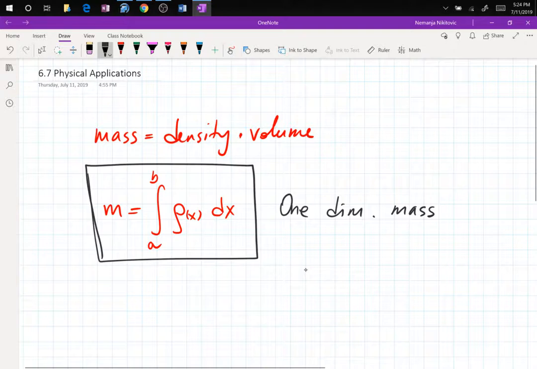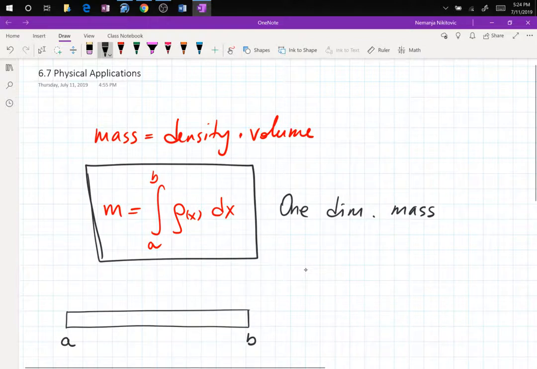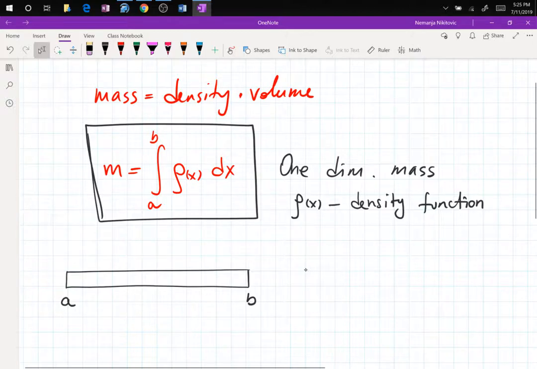So what you're supposed to think of here is a long metal rod or whatever. This rod has length from a to b, which are your limits on top, and you have the mass of this rod, so it's how heavy it is. The mass of this rod is calculated by the integral, where rho of x, rho being a Greek letter that replaces our r, is the density function. So you observe the object, you see how the density changes, you have the density function, and when you plug that into the integral from a to b, you get the mass.